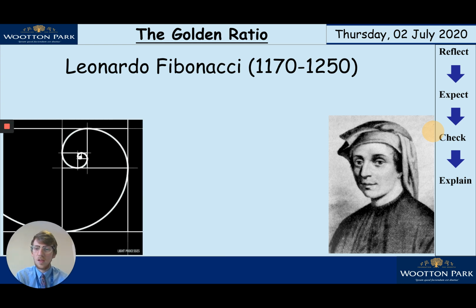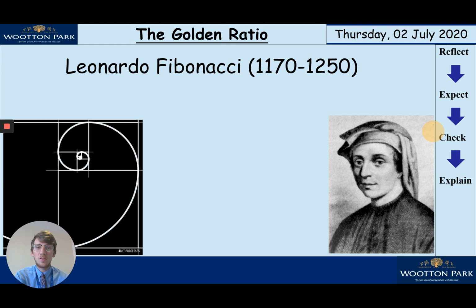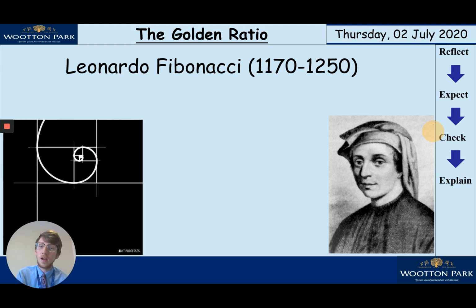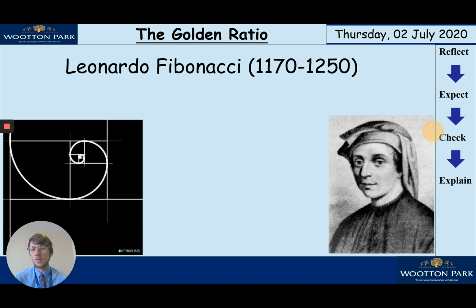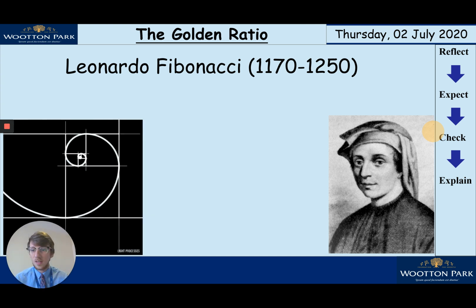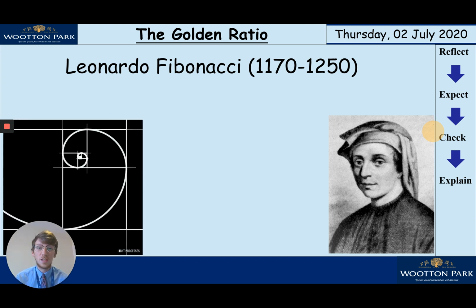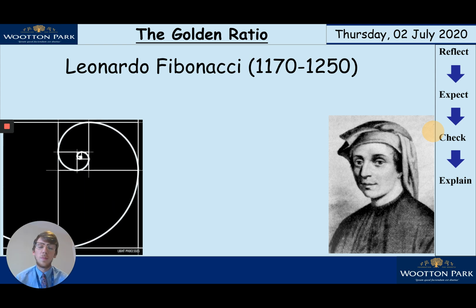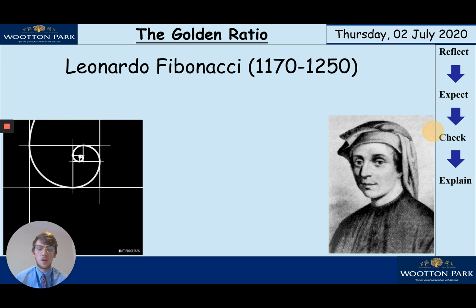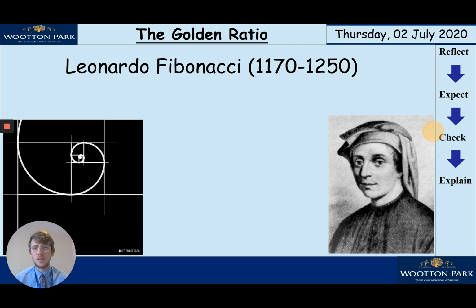So 800 years ago, a man called Leonardo Fibonacci was the first sort of person that discovered the sequence and looked into it. Actually, what we're looking at today was first really discovered by the ancient Greeks, so 1,000 years before that. But Fibonacci was the first person that linked this so-called golden ratio with the Fibonacci sequence.